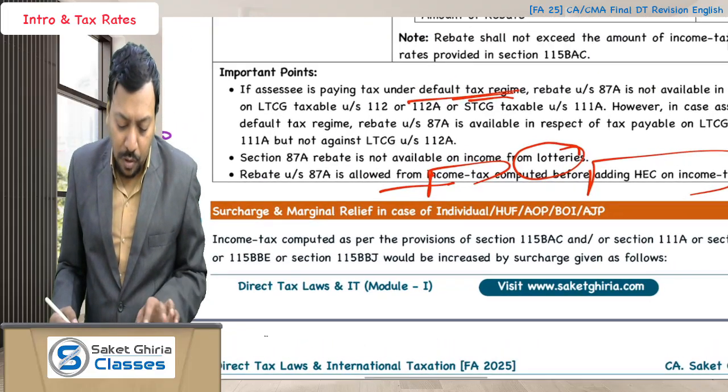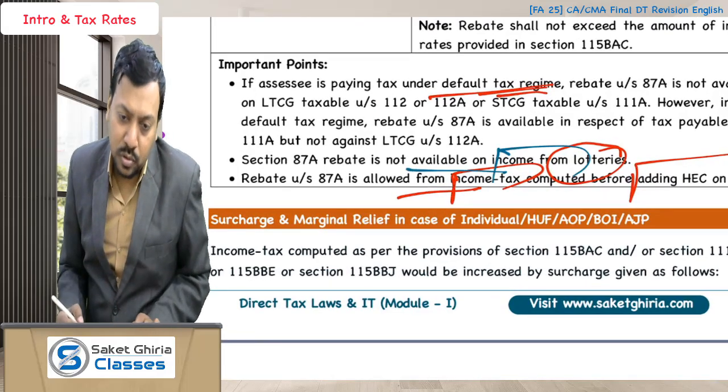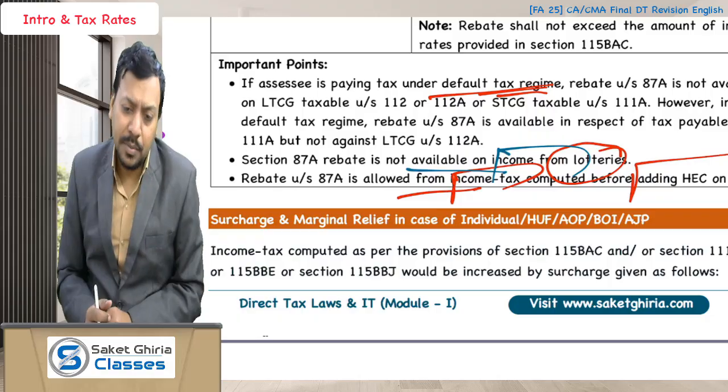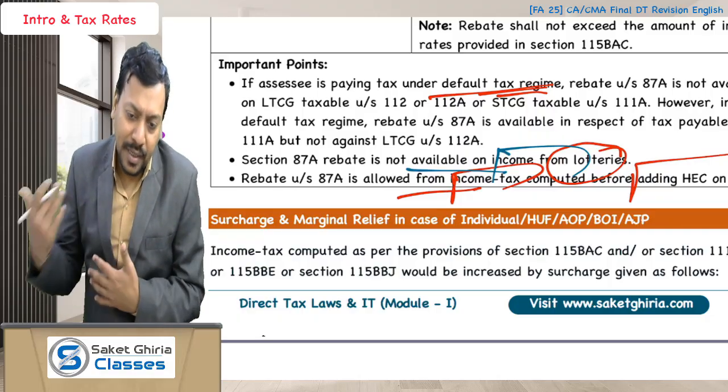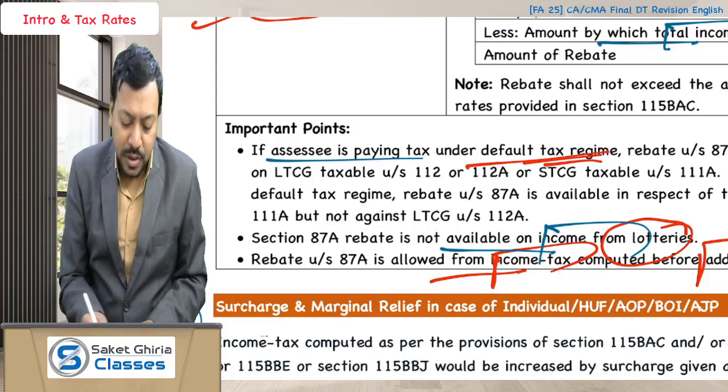Very important point for rebate. 87A rebate is not available on lottery income. So if you have earned anything as lottery income, you won't get rebate on that lottery. Okay. This is a very important point. The first point is very important.